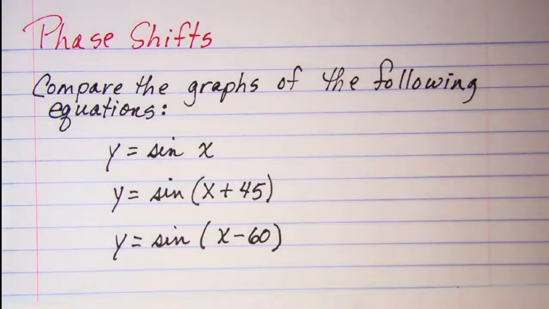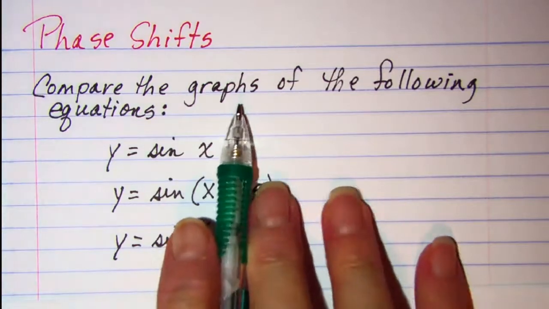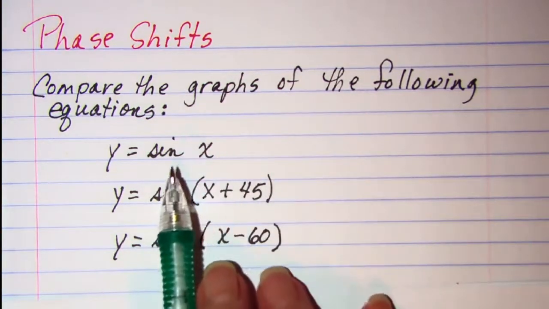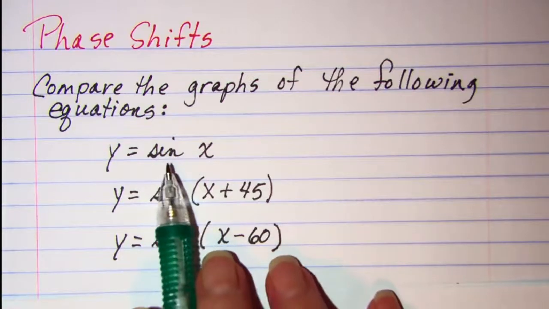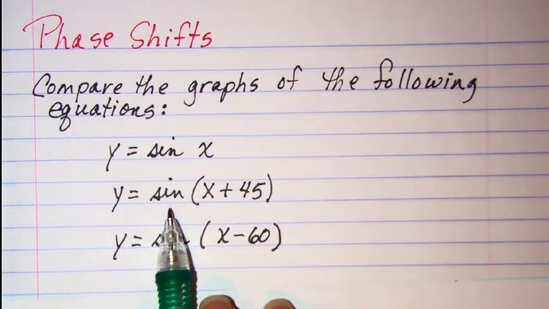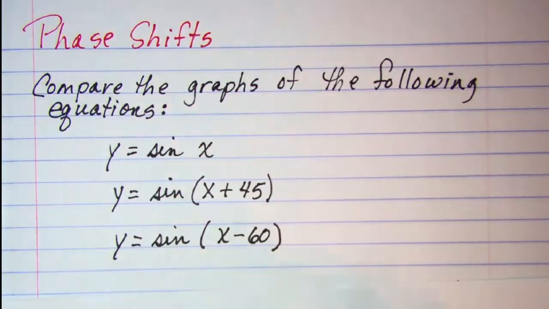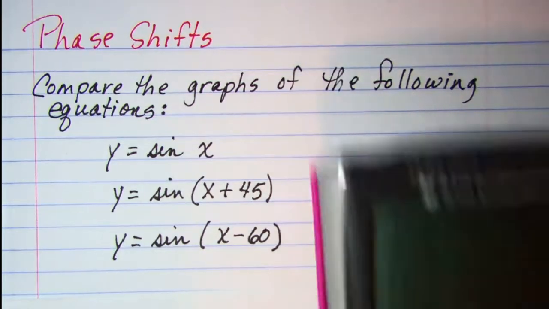In this video, we'll be looking at phase shift. Now, I'd like to use my graphing calculator to compare the graphs of these equations: y equals sine x, y equals sine of the quantity x plus 45, and y equals sine of the quantity x minus 60.